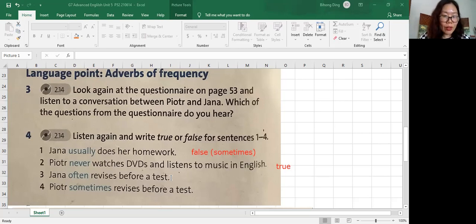All right, this is question number 3 on page 53, okay? But it's not mentioned here in exercise 4. Do you realize? Nothing about this question, okay? So let's continue. Question 4.